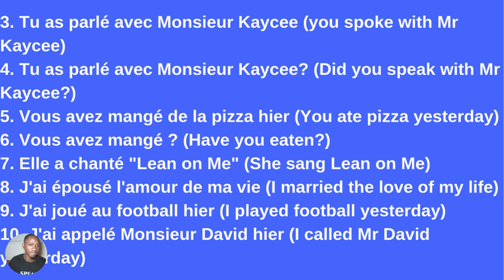All right. Vous avez mangé de la pizza hier. So this is the vous now. Obviously, vous avez is you have in English in the conjugation of the verb avoir. So vous avez mangé de la pizza hier. You ate pizza yesterday. And then have you eaten? So to say have you eaten, first of all, do you have eaten or you have eaten? Vous avez. All right. So vous avez mangé is you have eaten or you ate.